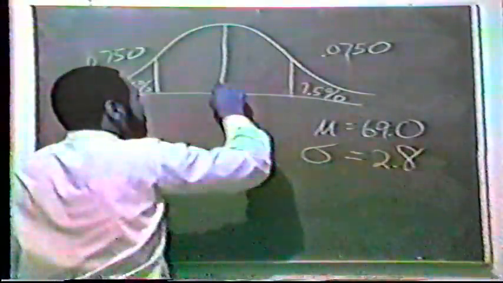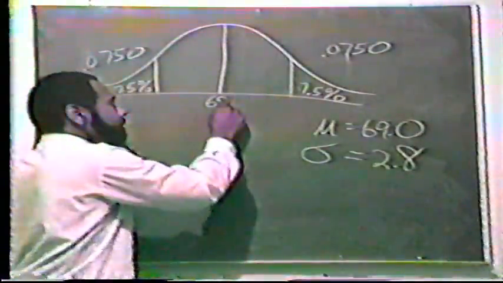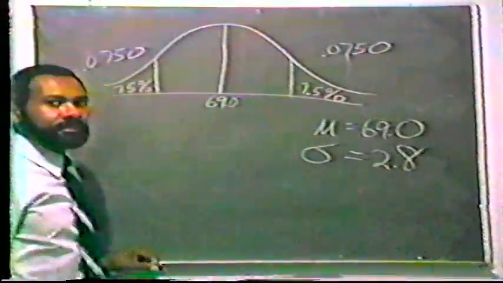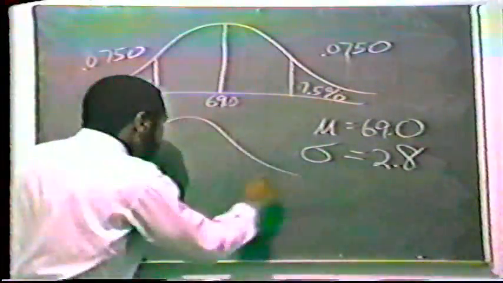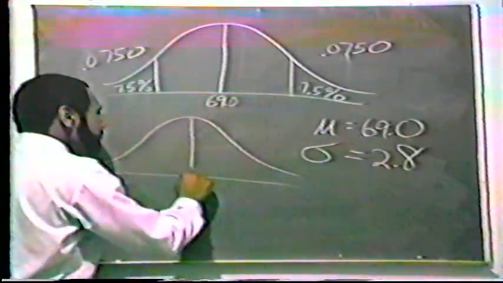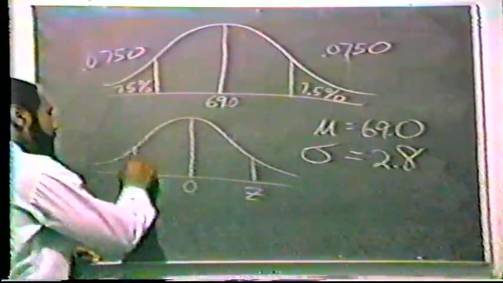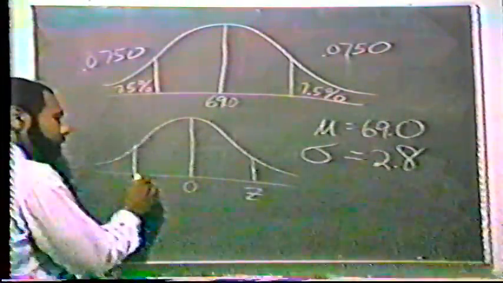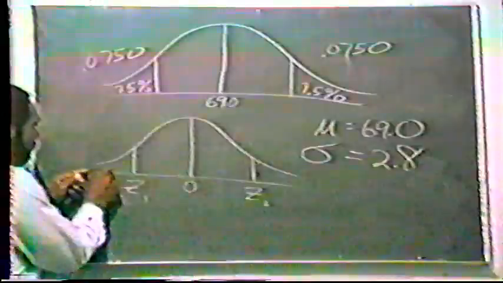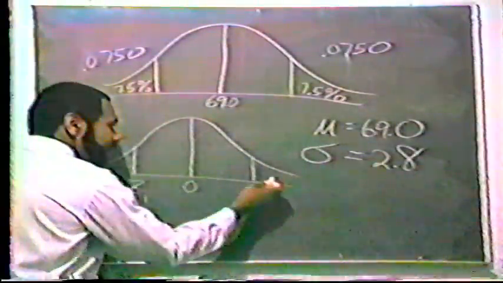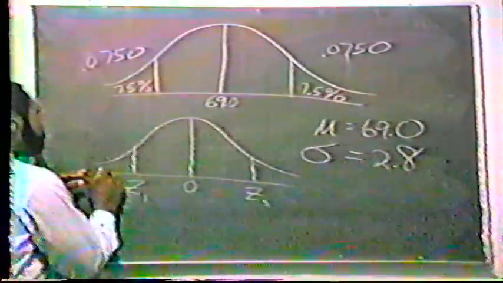Now, this is the mean. The mean is 69, or 69.0. Now, if we standardize this to get the z-scores, the mean would be 0. And over here we would have a z-score, and back here we would have a z-score. So we would have 2 z-scores, z sub 1, z sub 2. Now you have the same amount of area on the right side of this z-score as you have on the left side of this z-score.